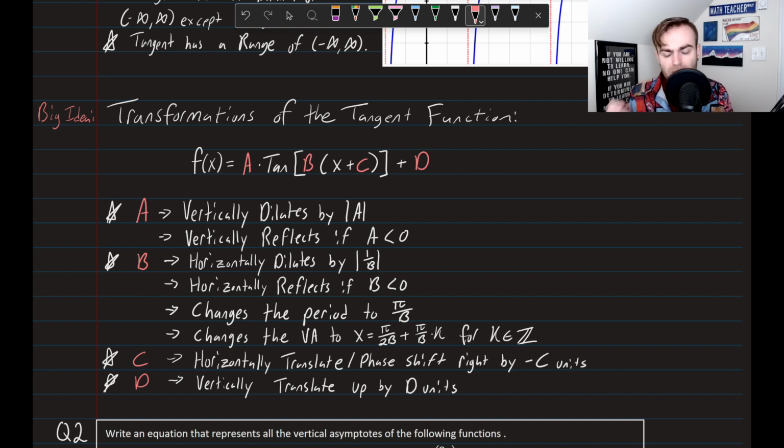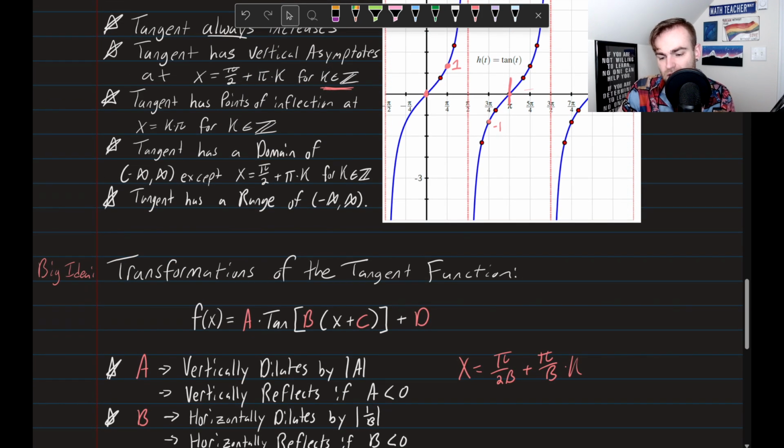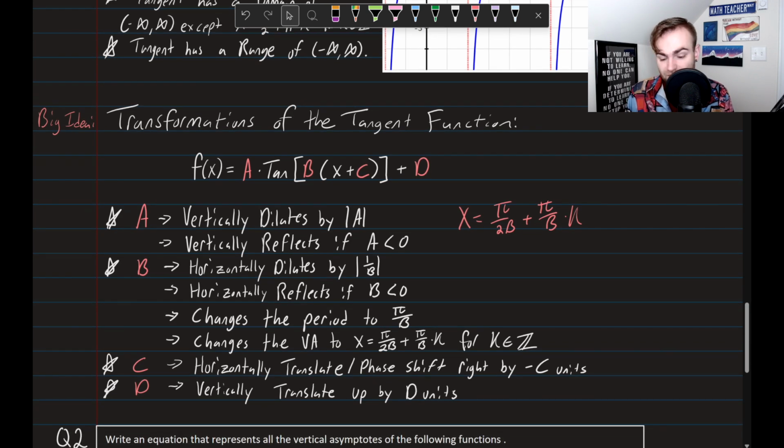The period changes. Remember for sine and cosine, we said that the period is equal to 2 pi divided by b. For tangent, because the period is pi, it's pi divided by b. So, makes sense. And the vertical asymptotes change by this weird formula, and I'll write it bigger for you. X is equal to pi over 2b plus pi over b times k. What that is, is taking the equation that we had before and essentially dividing each part by b. So that's where it comes from.